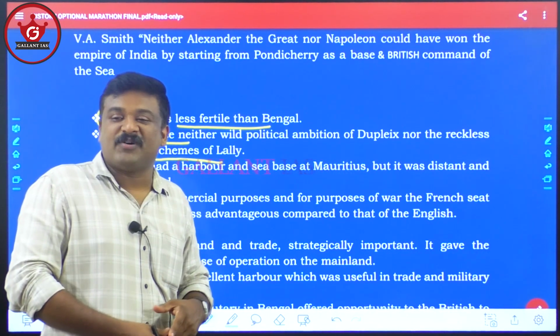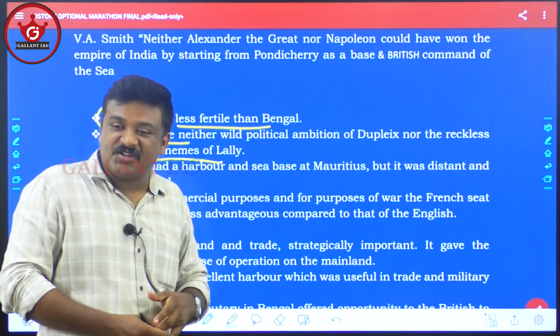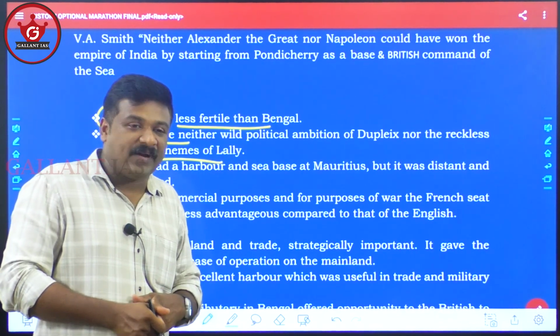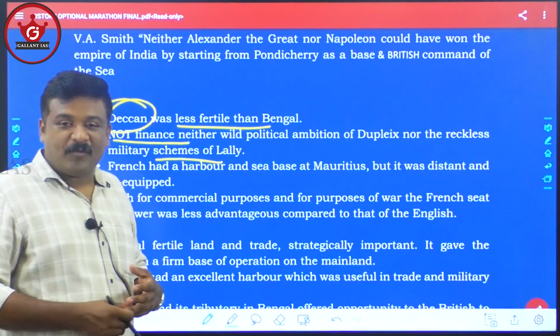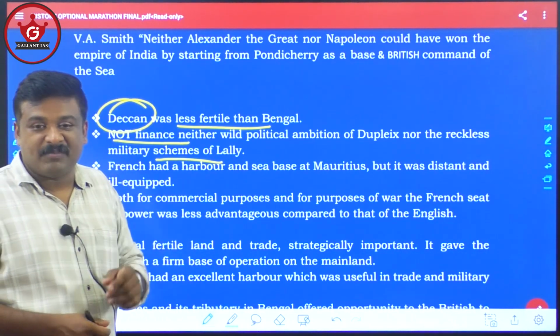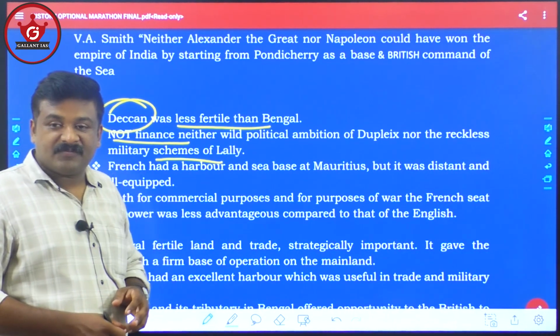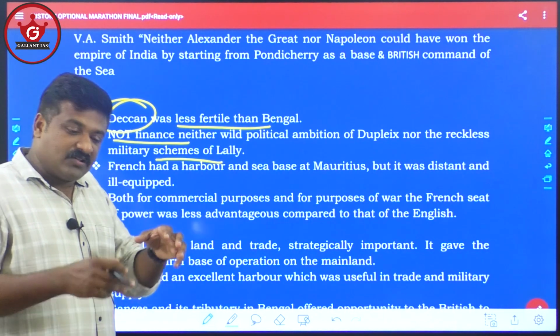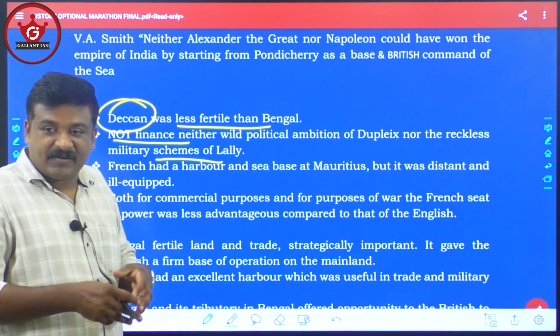You see that the income from Pondicherry was not sufficient even to meet the war expenditure of the French, or to build a political empire here. The income from this Deccan, from Pondicherry, was very, very minimal, Radhamani. Okay, now see, this is in the Deccan Peninsula only.